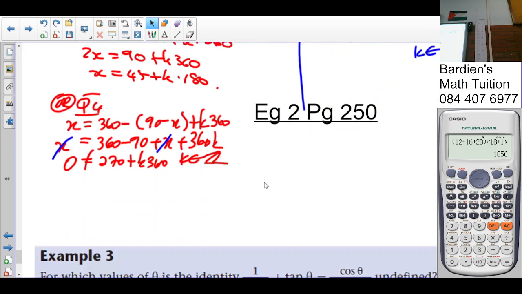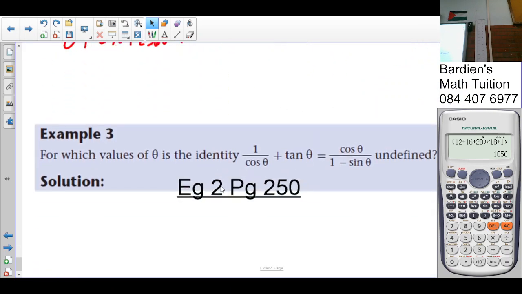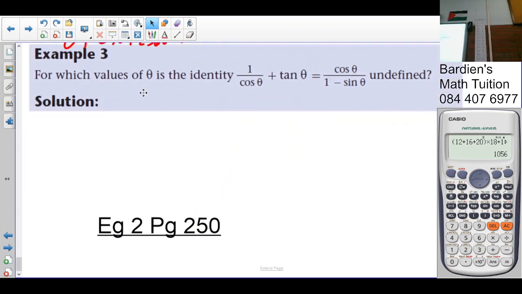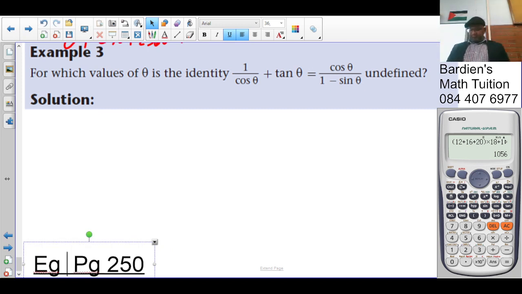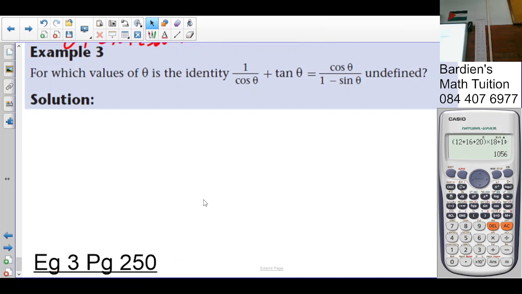Look at example 3. Example 3 is on page 250. Example 3, they want to know for which values of theta is the identity 1 over (cos theta plus tan theta) equal to cos theta over (1 minus sin theta) undefined.